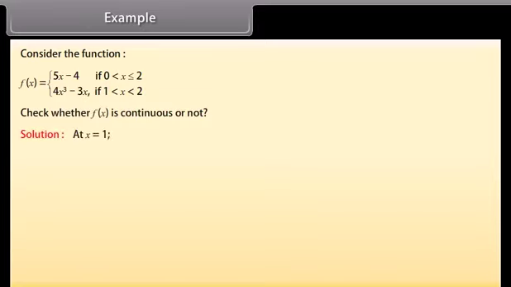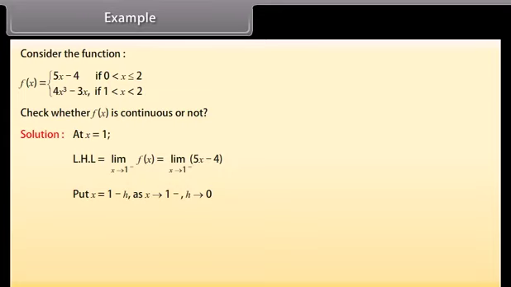Solution. At x = 1. Left-hand limit is equal to limit x approaches 1 minus of f(x), which is limit x approaches 1 minus of 5x − 4. Put x = 1 − h. As x approaches 1 minus, h approaches 0. Therefore, left-hand limit is equal to limit h approaches 0 of 5(1 − h) − 4, which is 5(1 − 0) − 4 = 1.